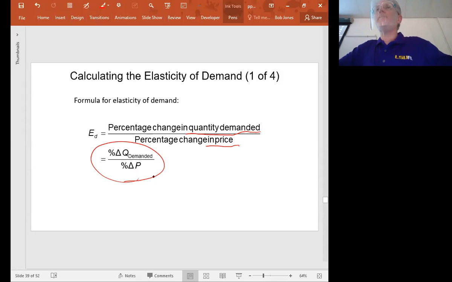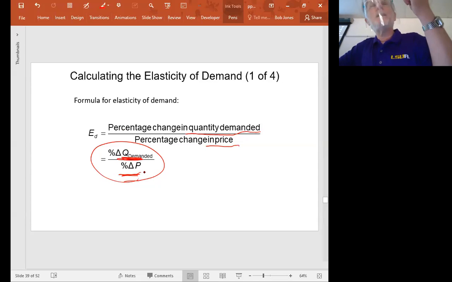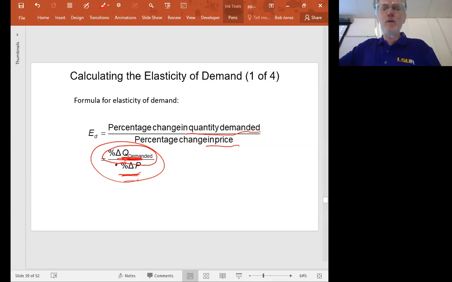It's just a ratio, okay? One change to another change. You're measuring those changes in percentage terms, and the key thing to remember, in the numerator, you have the percent change in the quantity demanded. And in the denominator, you have the percentage change in the price of the product. Really, elasticity is telling you the response of consumers that results from some change in the price of the product.